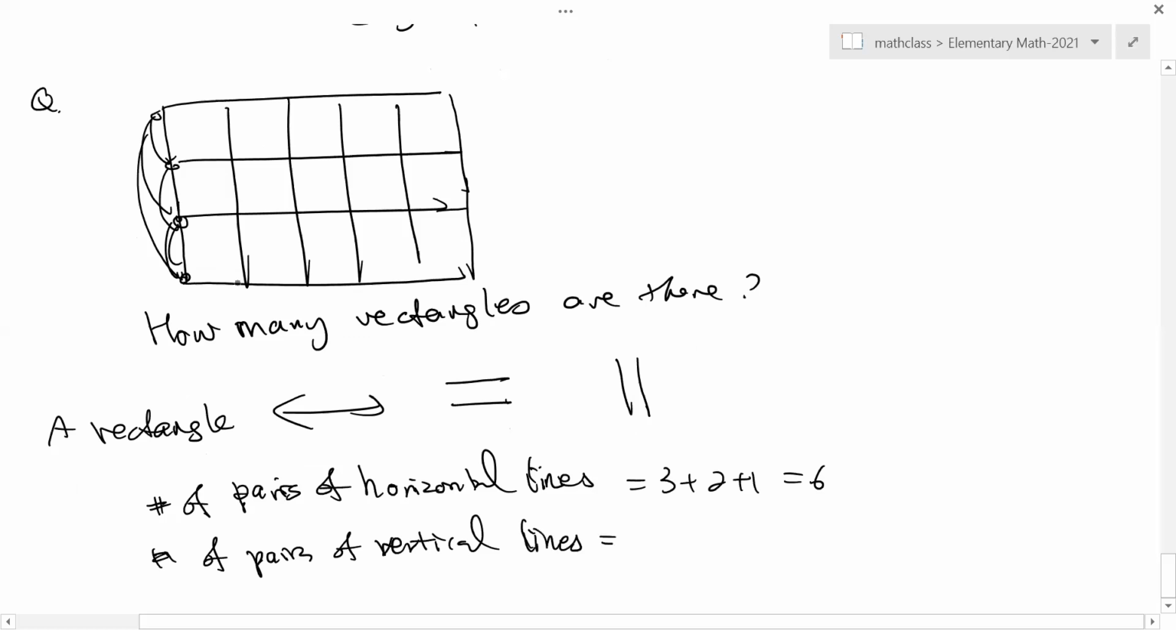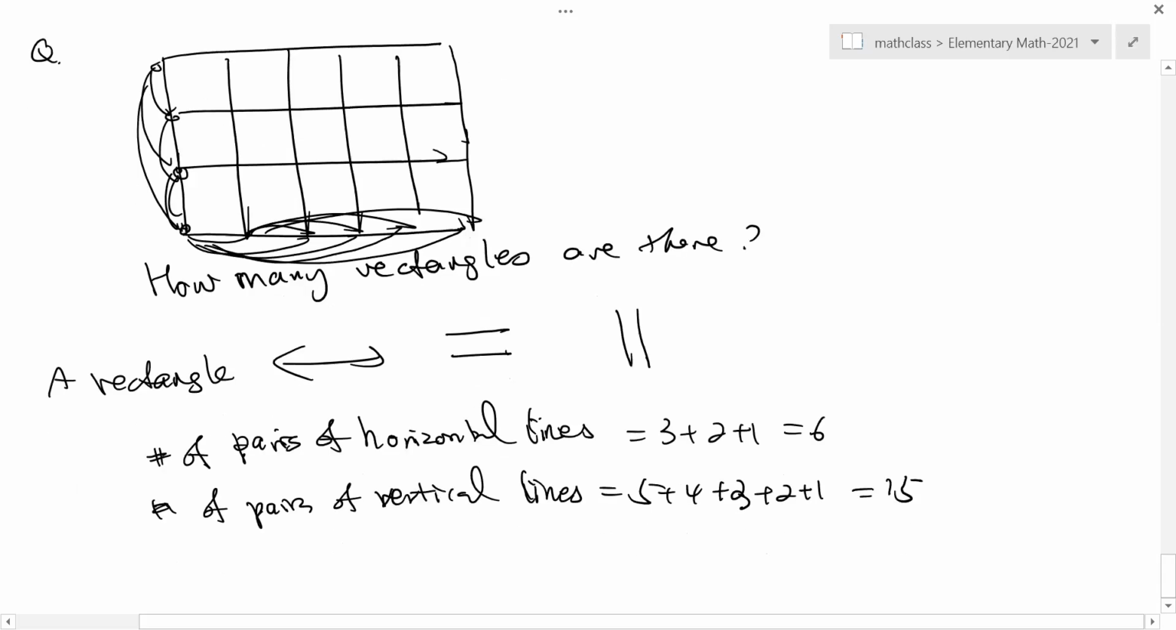Let's see how many points here. 1, 2, 3, 4, 5. Then 1, 2, 3, 4. So 5 plus 4 plus 3 plus 2 plus 1. Okay, so let's see what we got here. I think it's 15.